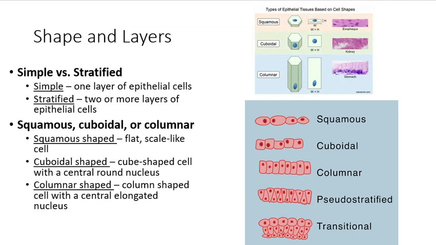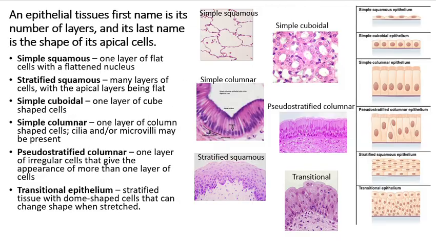Squamous, cuboidal, and columnar are shape classifications. Squamous shaped cells are flat and scale-like. Cuboidal shaped cells are cube-shaped cells. They usually have a central round nucleus, and they're about as tall as they are wide. And then columnar shaped cells are column-shaped. So their central nucleus is usually kind of elongated, more oval, and they're going to be taller than they are wide. So this is our naming system that we're working with.